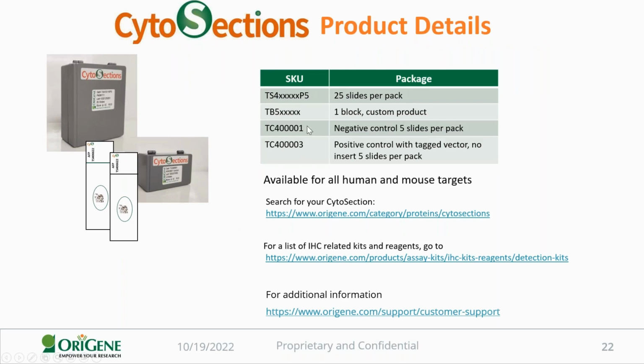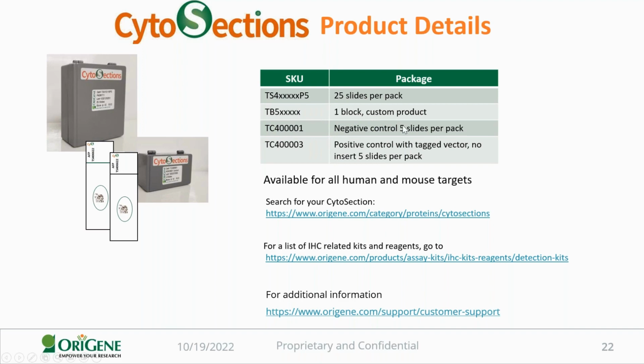So how is this packaged? Generally, you get all the CytoSections in a box like what you see here. And we provide a pack of 25 slides. And sometimes we have requests for blocks. They want the entire block. So we can provide you a block, but that is a custom product, a custom project.